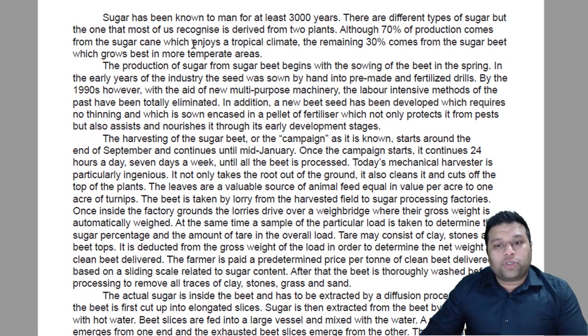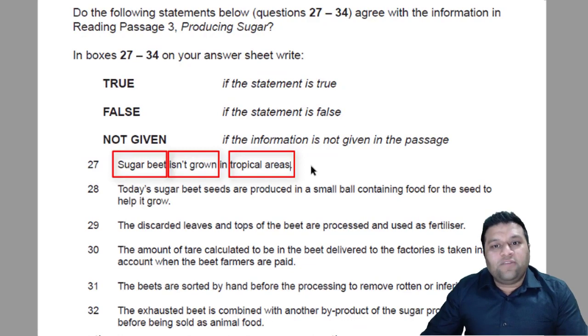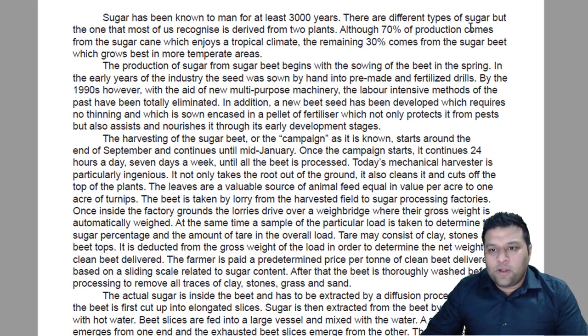So guys, where is the question? I have to make sure that I remember these keywords. Sugar beet isn't grown tropical areas. These are the 3 keywords. Now I'm gonna try to find these keywords. So it says sugar beet grows temperate areas. It says tropical climate here, right? Enjoys a tropical climate, right?